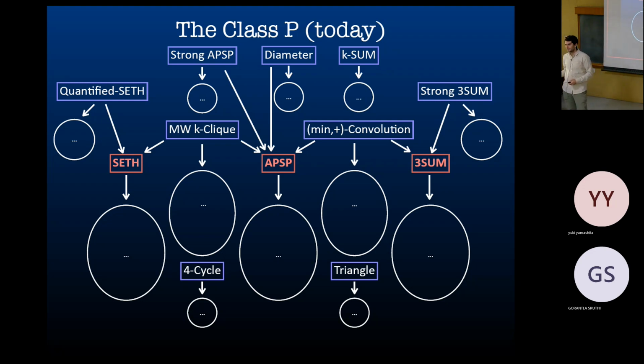Yeah, hardness results based on average case assumptions. I'll also get to that. You can make average case versions of this. We don't know much yet about worst case to average case, but maybe I'll mention this later.